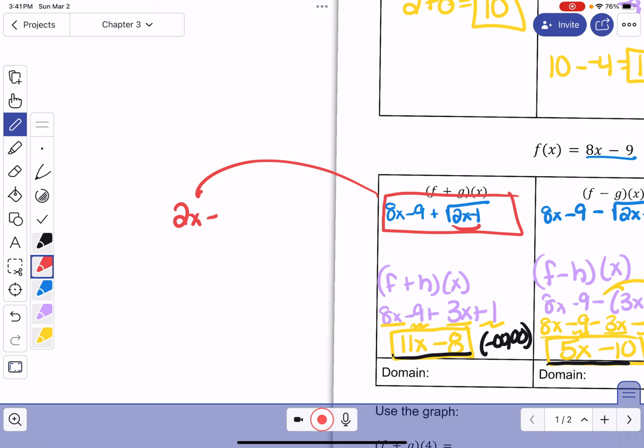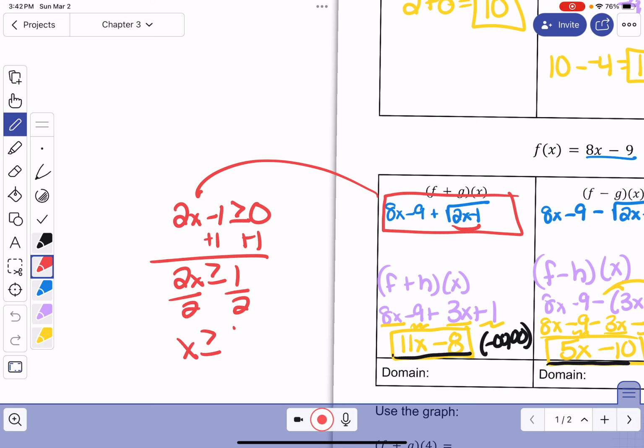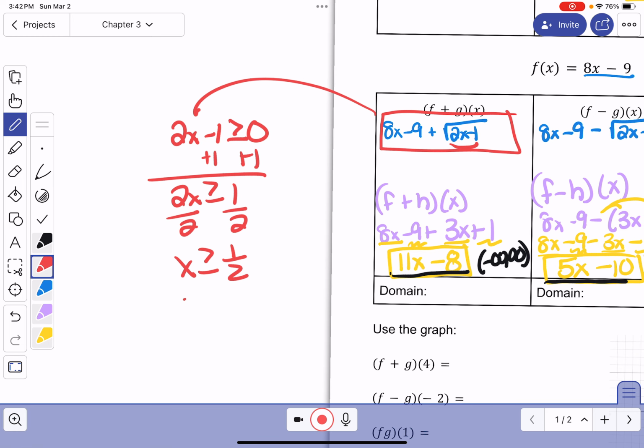So 2x minus 1 has to be greater than or equal to 0 because it's a radical. So we'd add 1 to both sides, divide by 2, and we get x is greater than or equal to 1/2. If you like interval notation, you can write it like that.